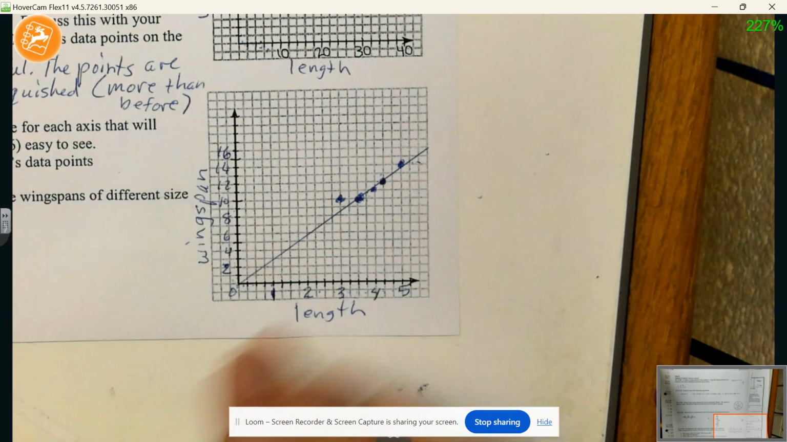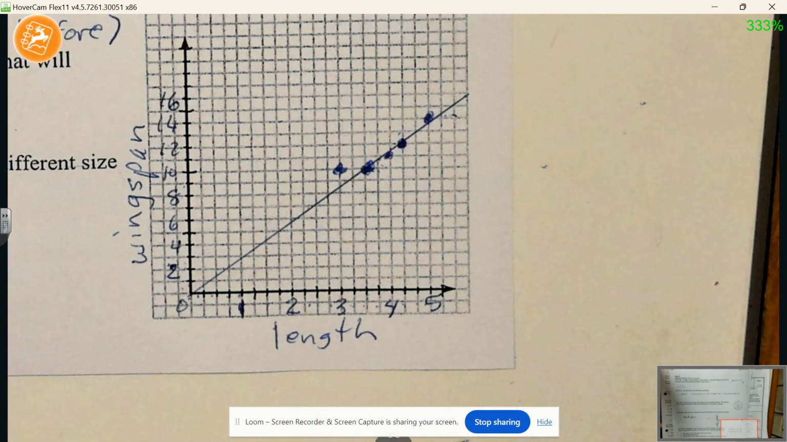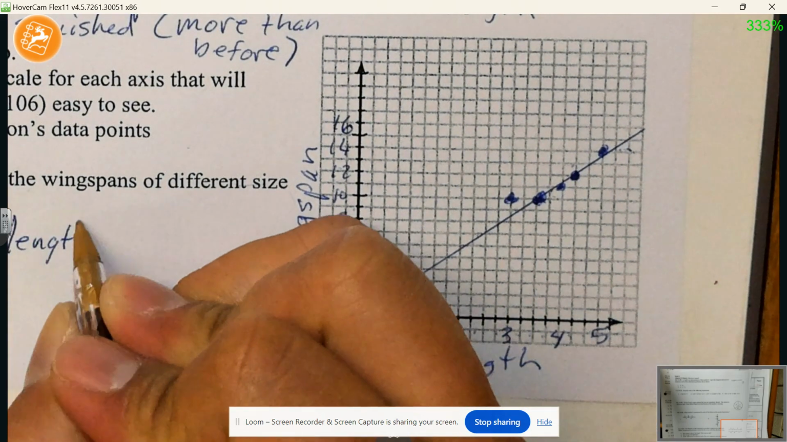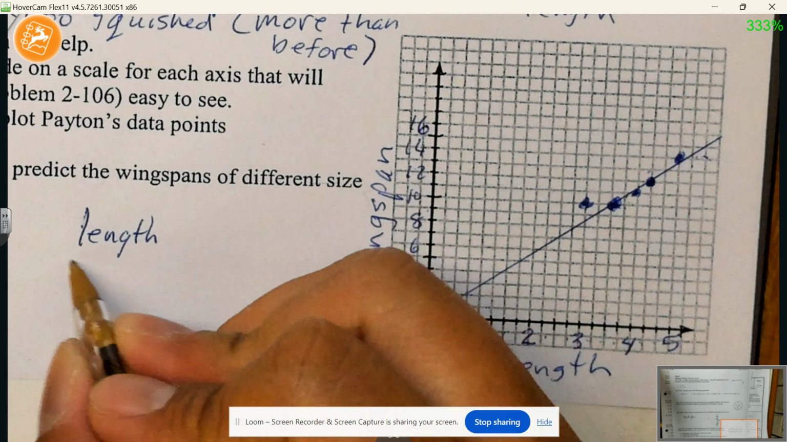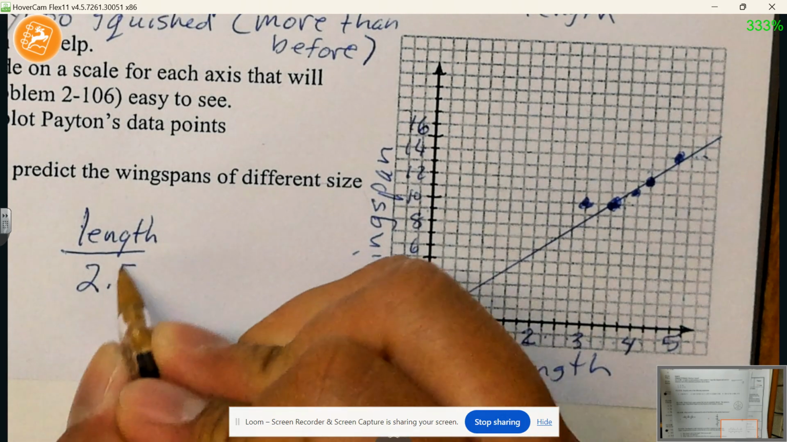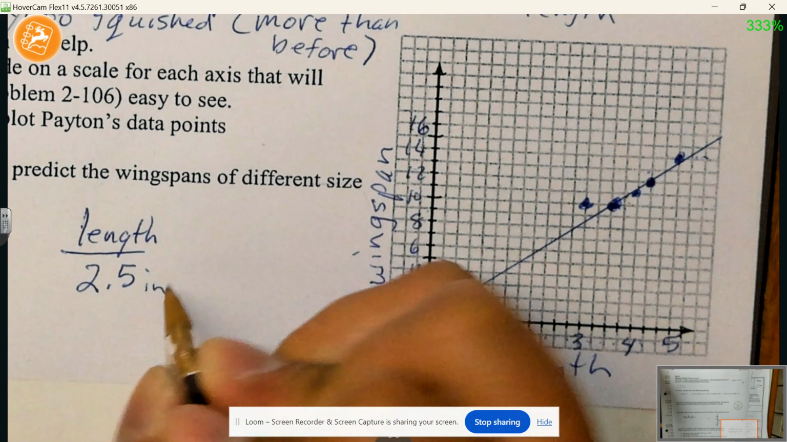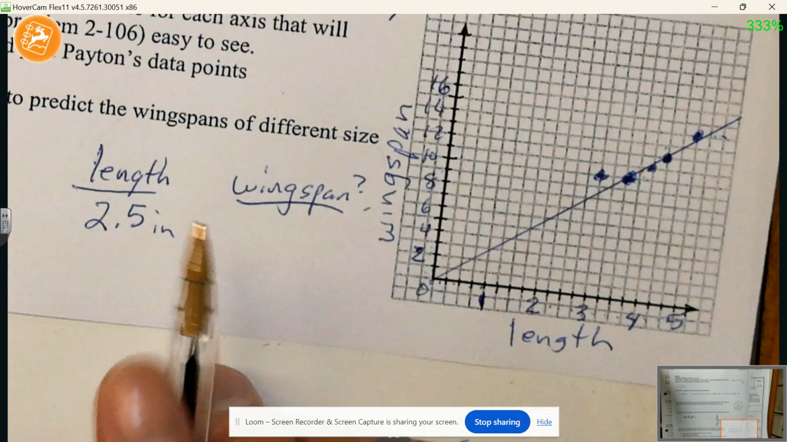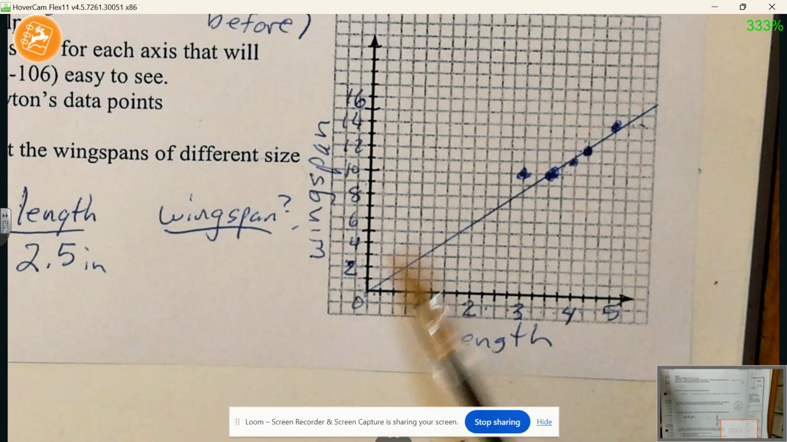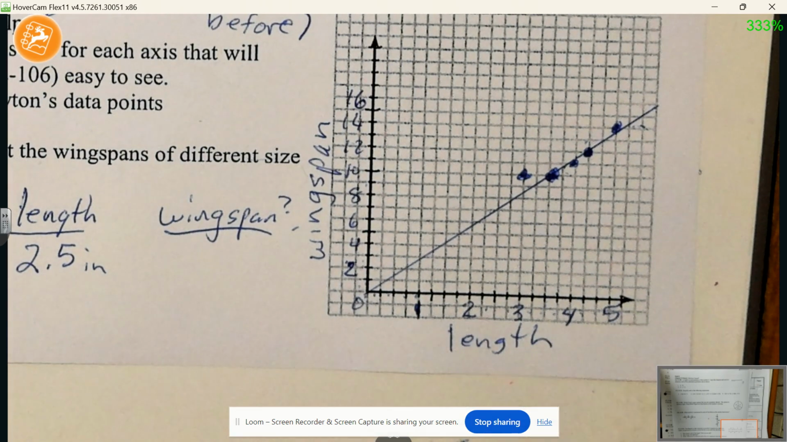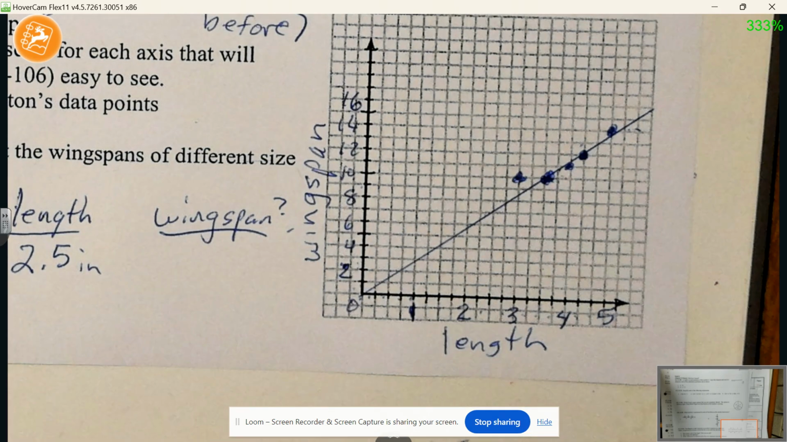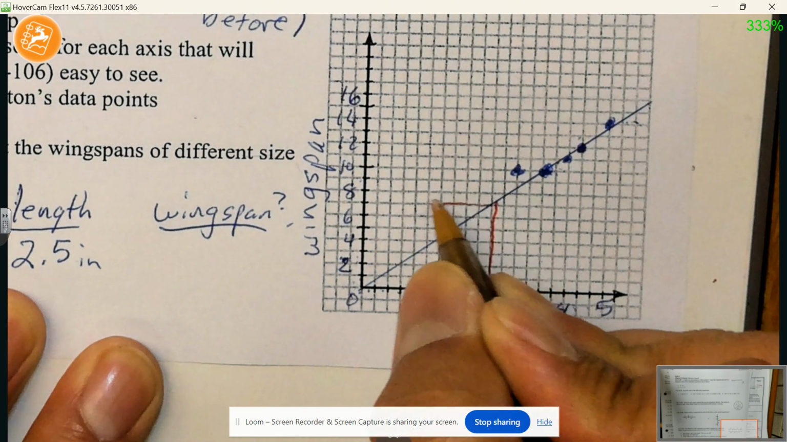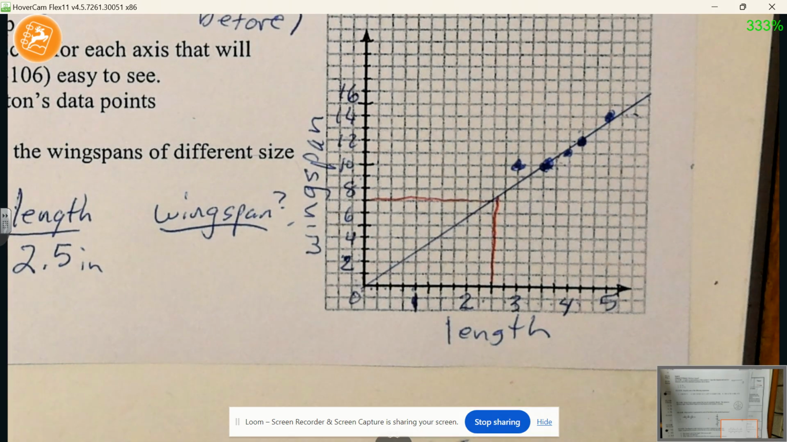Let's say that we want to find what is the wingspan of a bat that is 2.5 inches of length. Okay, so if the length is 2.5 inches, what is going to be the wingspan? Okay, so what would it be? According to this line, which represents the relationship between length and wingspan, we look at the length of 2.5, it's about right here, and it looks like the wingspan is going to be about 7.